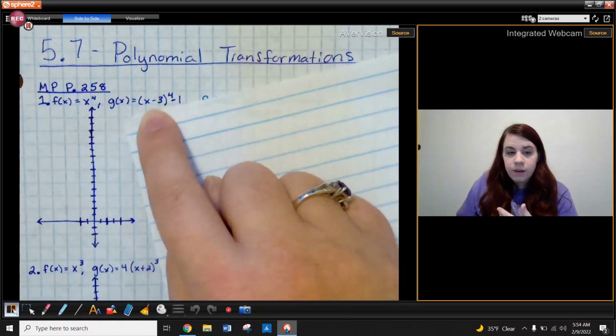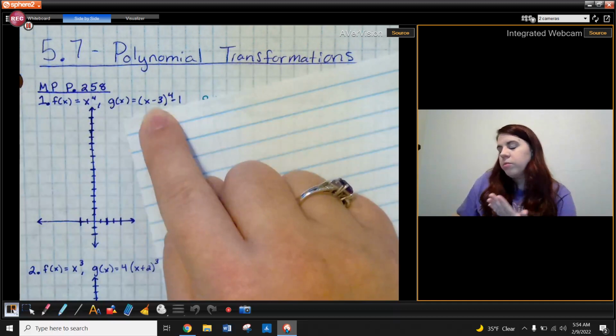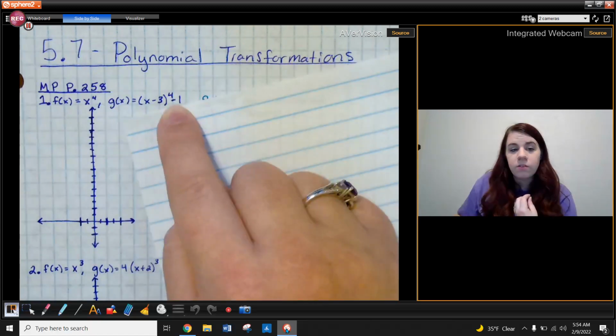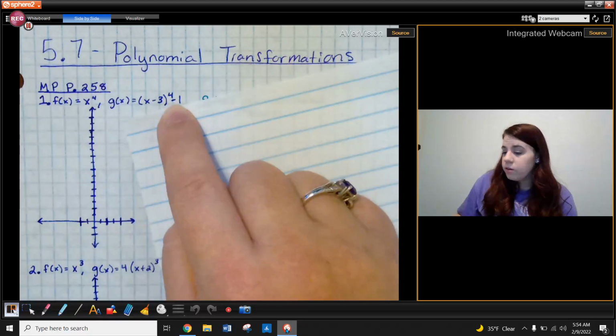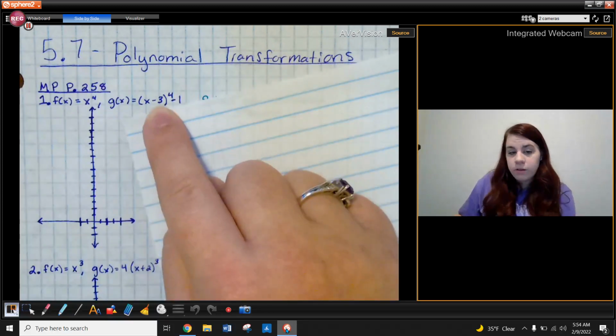So on the inside, I see that this is saying x minus 3. Horizontal stuff always works backwards from what we think. So that means it's going to actually move to the right 3. And then I see on the outside, it says minus 1. And so that means it'll move down 1. So this should be translating to the right 3 and down 1.